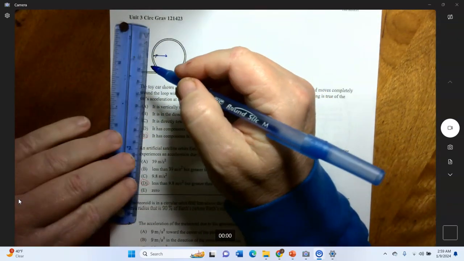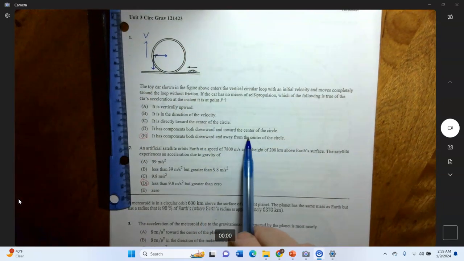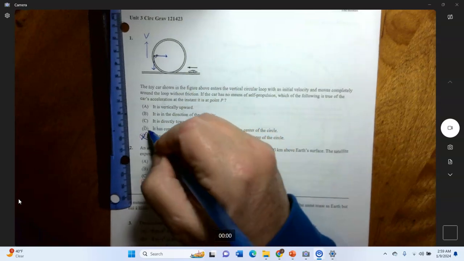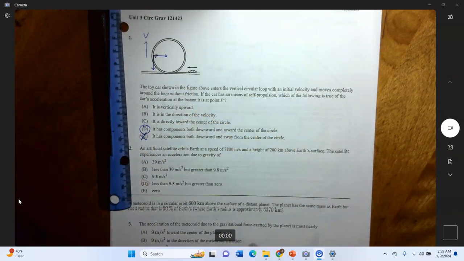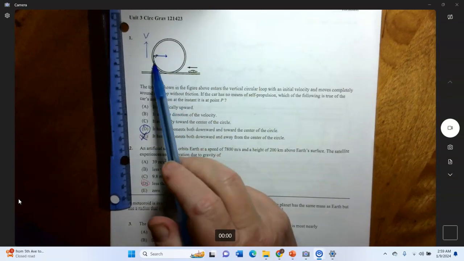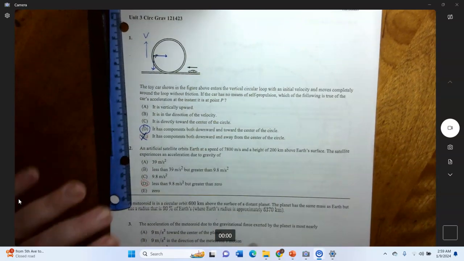It has components both downward, so it's going to have another component like this, and toward the center of the circle. That is true. All right, it has components both downward and toward the center of the circle. That is the correct answer, D. So gravity is pulling it downward, gravitational acceleration that is, and centripetal acceleration towards the center of the circle.